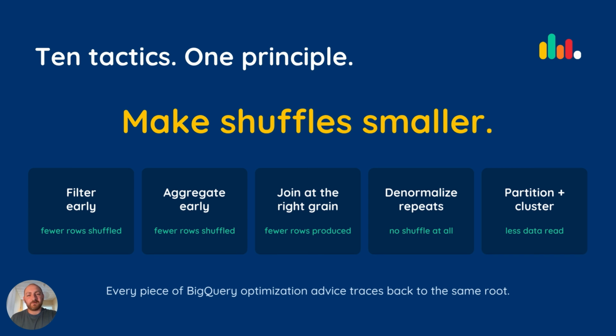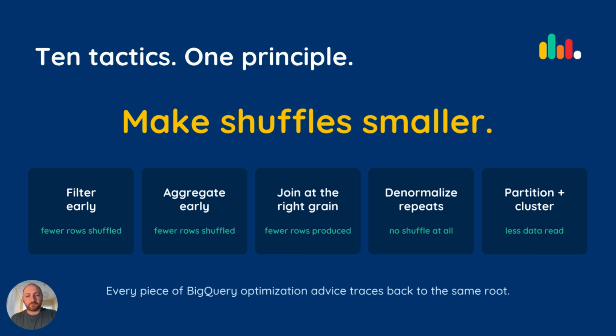Why do we filter or aggregate early? Because there are fewer rows to shuffle. Why do we avoid joining at a fine grain? Because fewer rows are produced, so fewer are shuffled. Why do we denormalize repeated joins? Because we avoid the shuffle altogether. Why do we pick partition and clustering keys that match our queries? Because we read less data, so less data is shuffled.